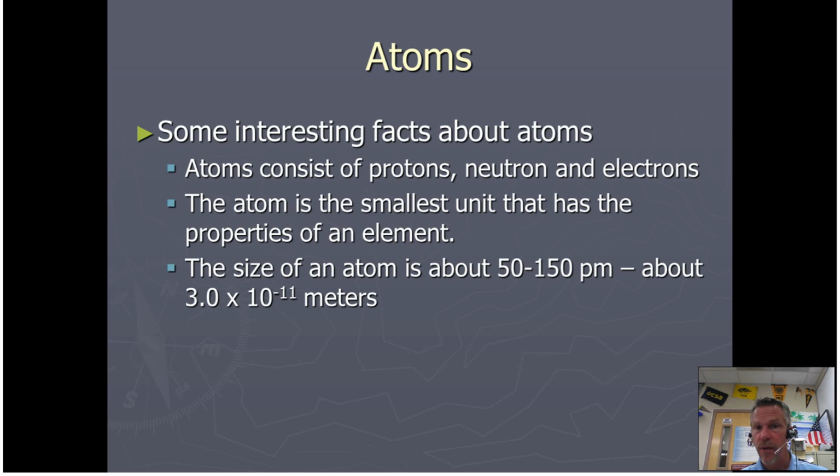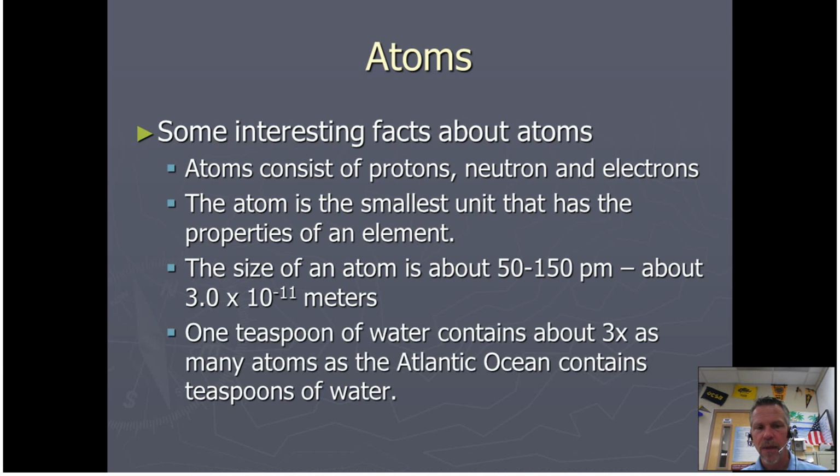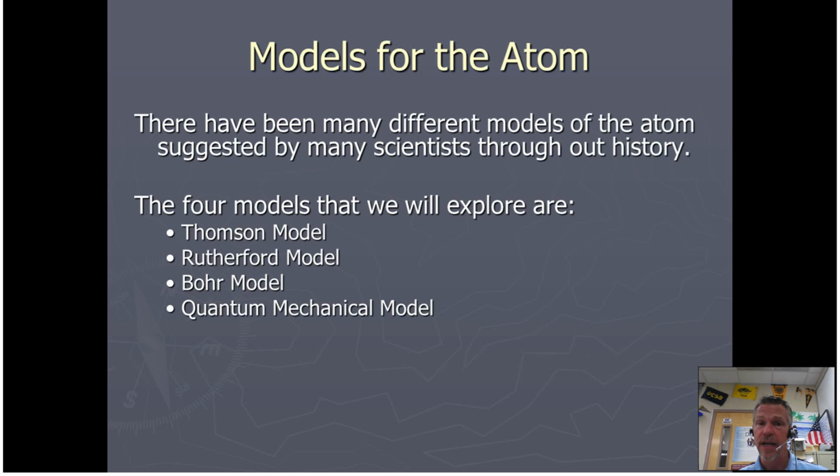Atoms are really, really, really small. For example, something like 3 times 10 to the -11 meters, or about 30 picometers, really, really small. So small that a teaspoonful of water has about 3 times as many atoms as the entire Atlantic Ocean has teaspoons of water. So that might help you get a grip on just exactly how tiny these things are.